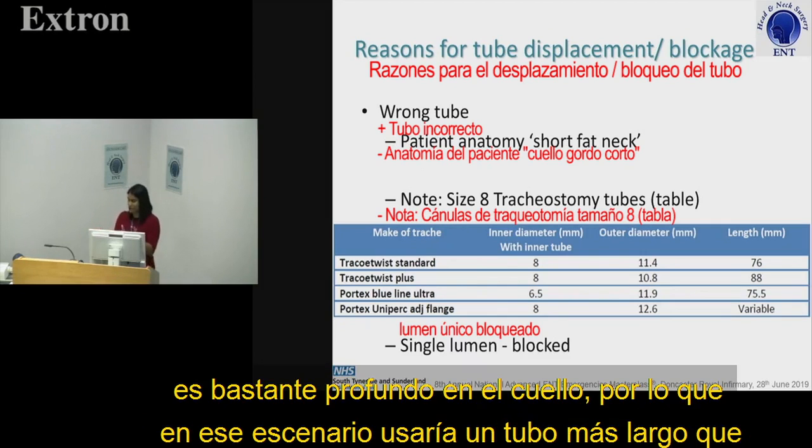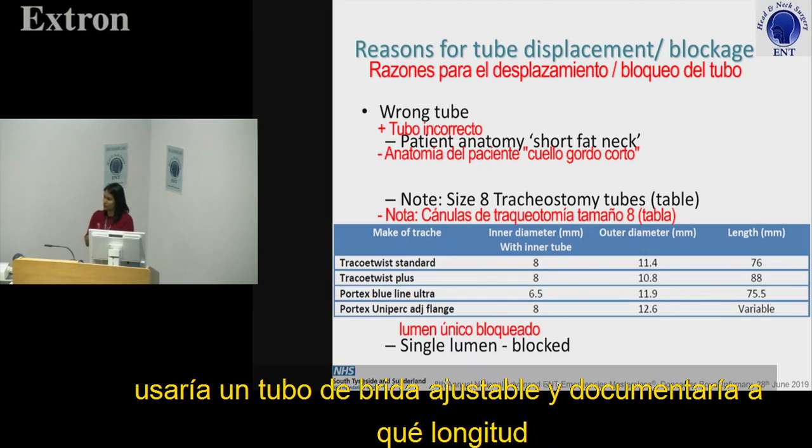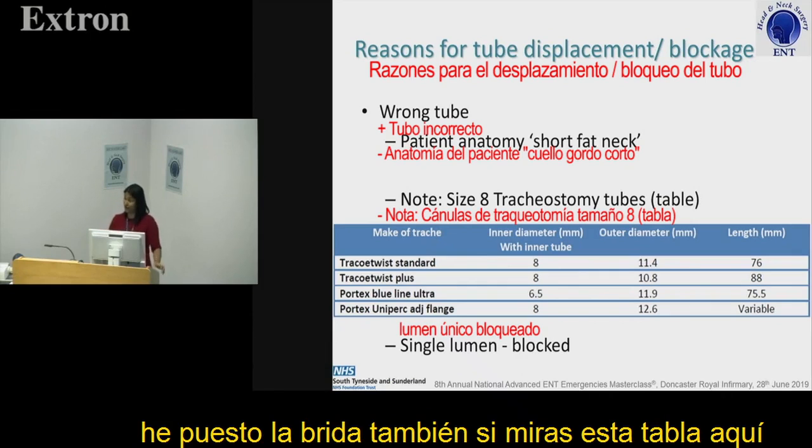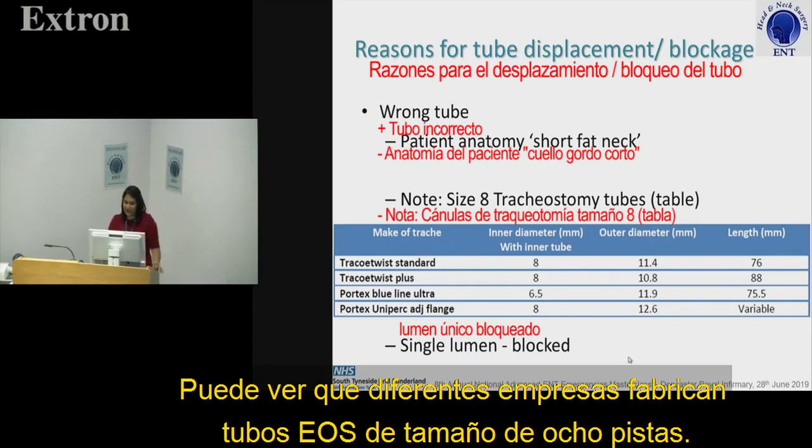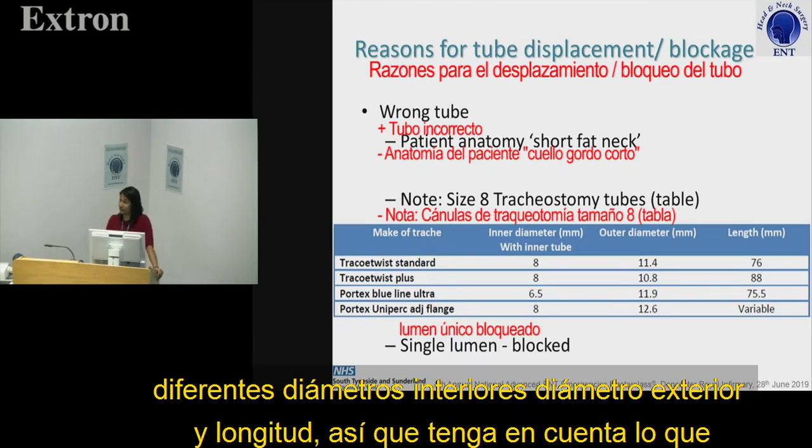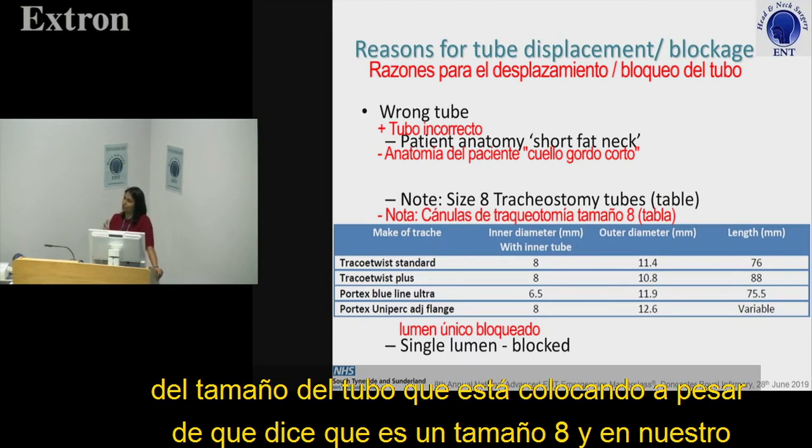So in that scenario, you would use a longer tube, you would use an adjustable flange tube, and you would document at what length you have put the flange as well. If you look at this table here, you can see different companies making size 8 tracheostomy tubes have got different inner diameters, outer diameter, and length as well. So be aware of what size tube you're putting in, even though it says it's a size 8.